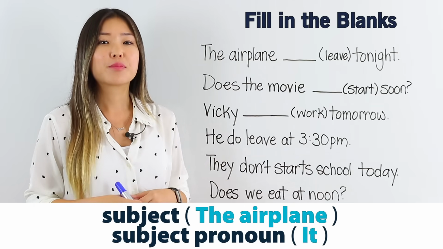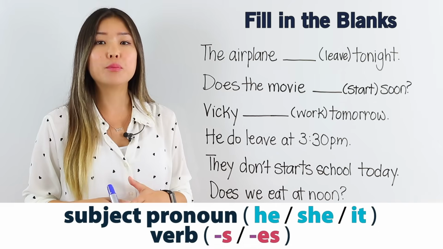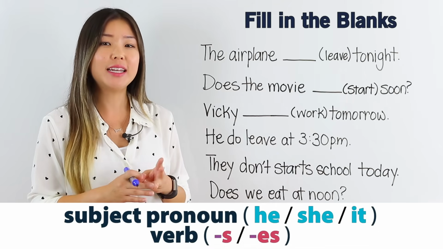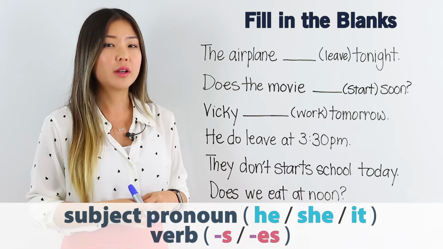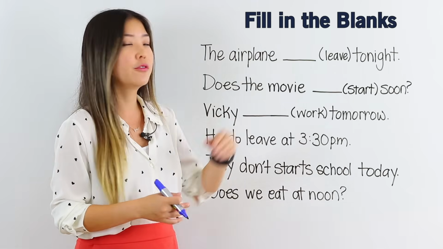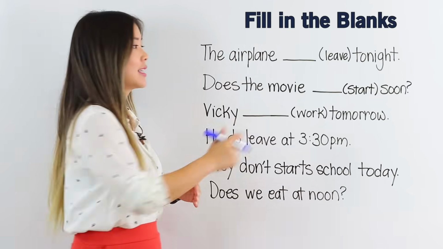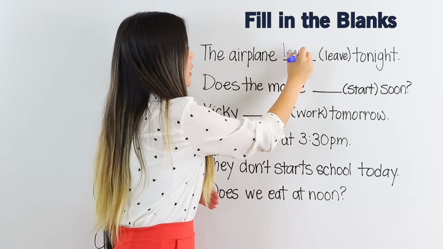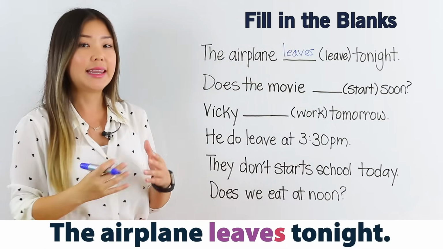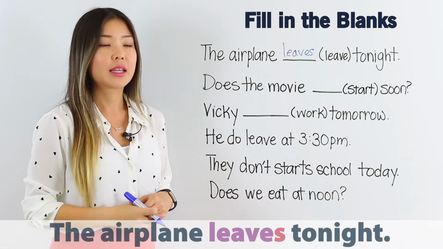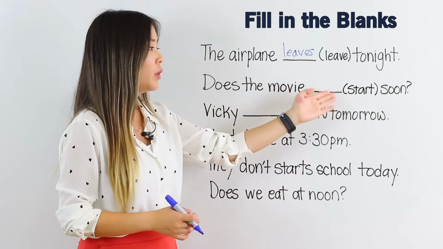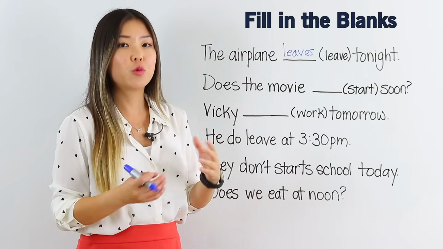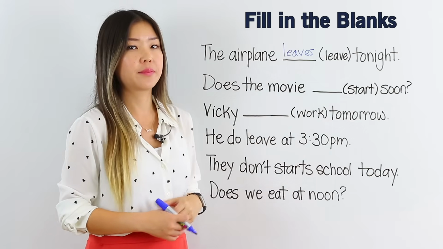It's it. Remember, in the present simple tense for he, she, it, we add an S or ES to the verb. The verb here is leave, so we simply add an S. The correct answer is the airplane leaves tonight. In the second sentence, it says, does the movie blink soon? And we're using the verb start.